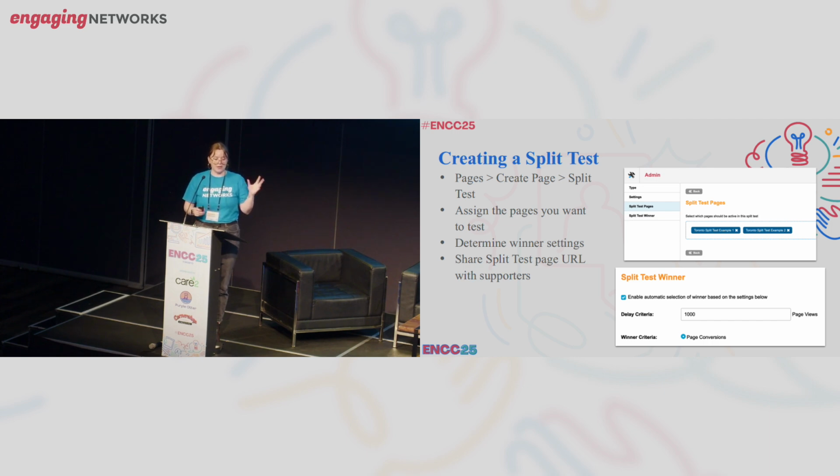But if you want to have Engaging Networks determine it automatically, you'll enable that automatic selection of the winner. You'll put in a delay criteria for how many page views you want the page to get before it determines a winner. And then the winner criteria will be determined by how many people actually convert that page, finish donating. Then you'll share that single split test page URL with supporters. They'll automatically be directed to the version of the form that they're going to be served to see how it performs. And then once a winner is selected, that single split test page URL will automatically, in perpetuity, direct to the winning page. So you don't have to change your links or change anything once you've already sent out your communications to your supporters.